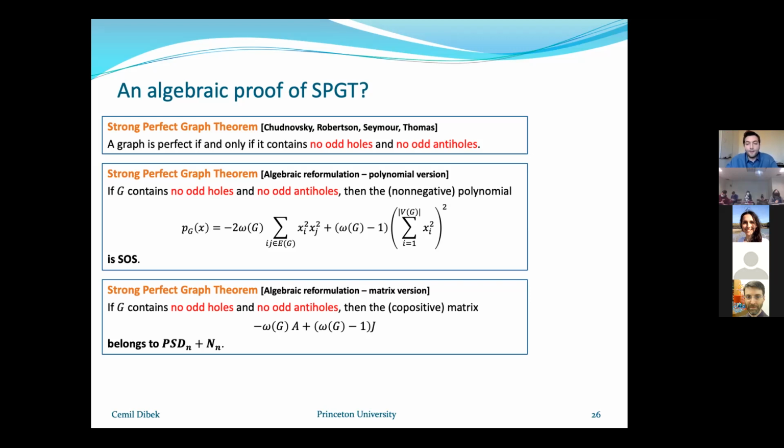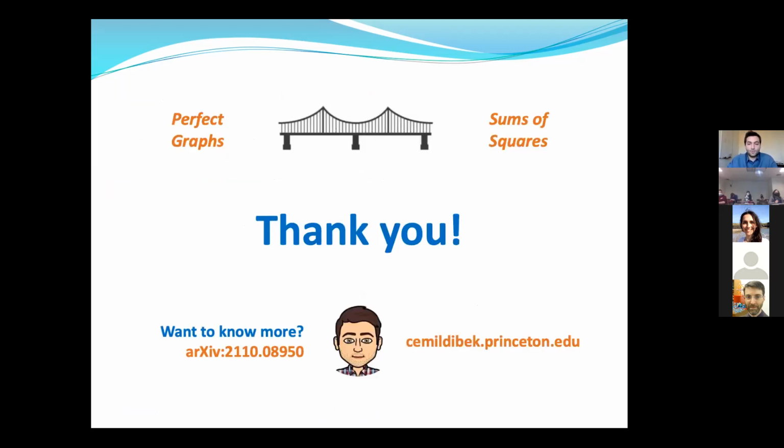But I mean, Annie would know much better, but the reason why I'm hopeful is that there are certain techniques to show that some non-negative polynomials are SOS. So the question here is, can we use those tools from semi-definite optimization to prove such an important structural result in graph theory? Okay, and so this completes my talk, and so let me stop here, and thank you very much for listening.